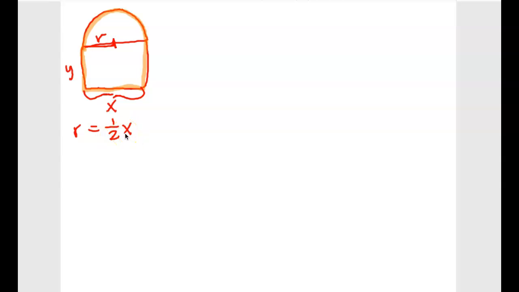Yeah, just the d equals x. I got a negative number. So then I said, okay, perimeter is equal to 2y plus x plus the circumference, which is pi r. 2 times a half became pi r, or pi x.